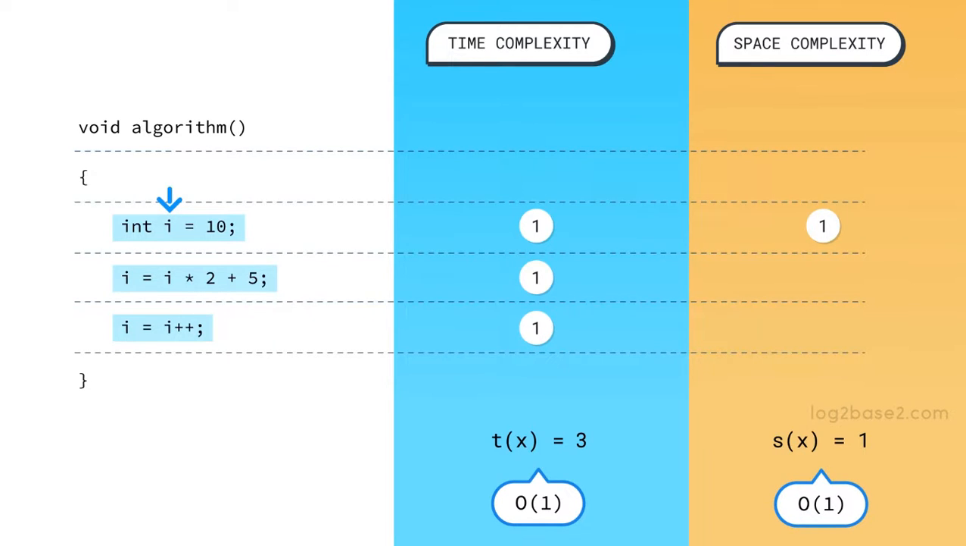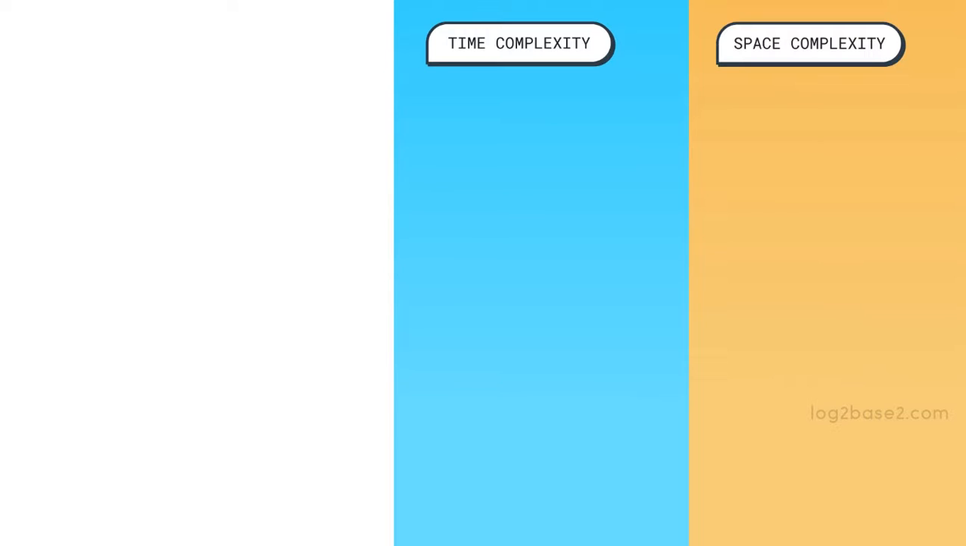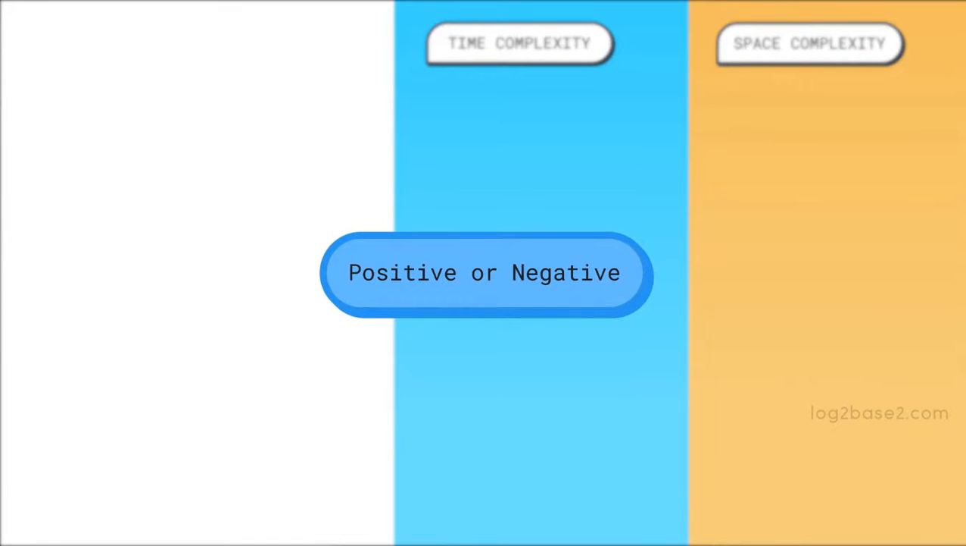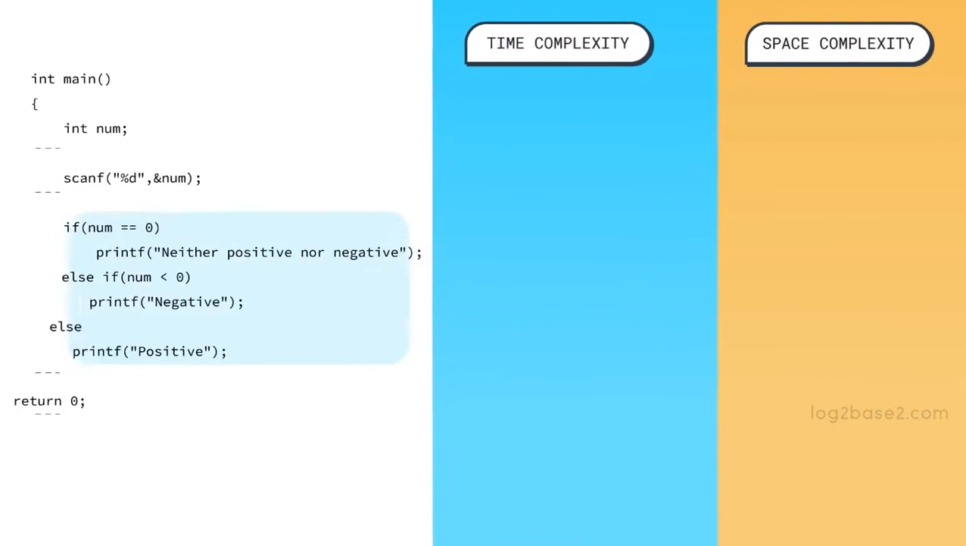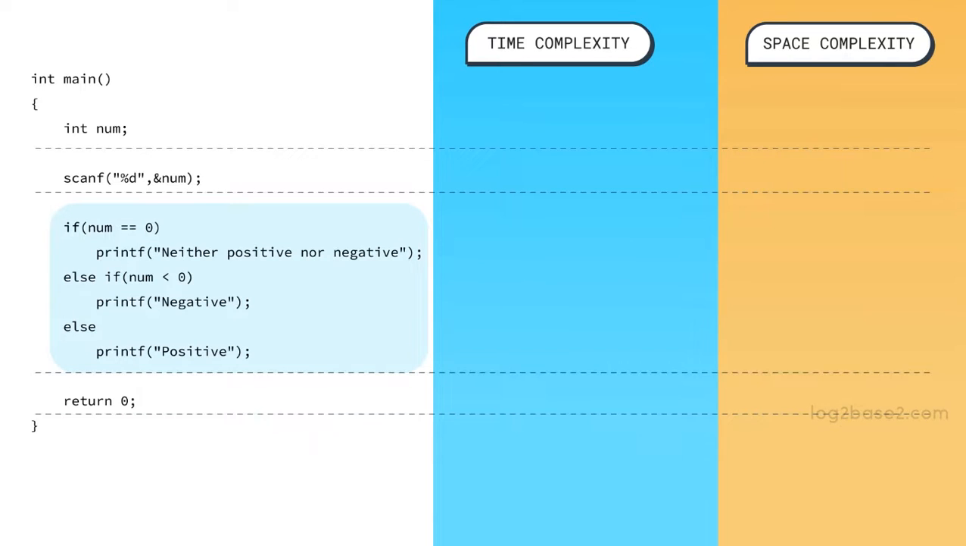Now let us take another program here to check if a number is positive or negative. Let us calculate the time and space complexity of this algorithm. Here, the first statement is a simple assignment statement. So it will take 1 unit of time. Next, we have a scanf statement, which is also a simple statement, so it will also take 1 unit time. Next, we have a conditional statement. We have if, else statements here.